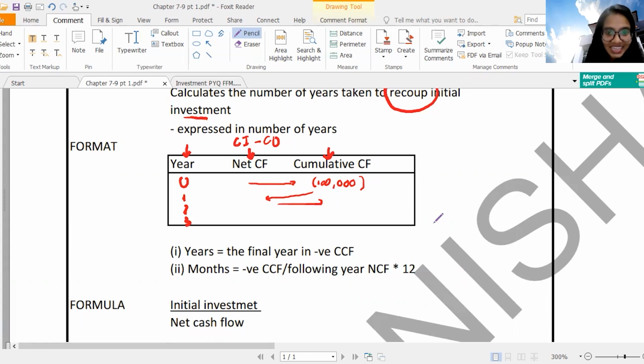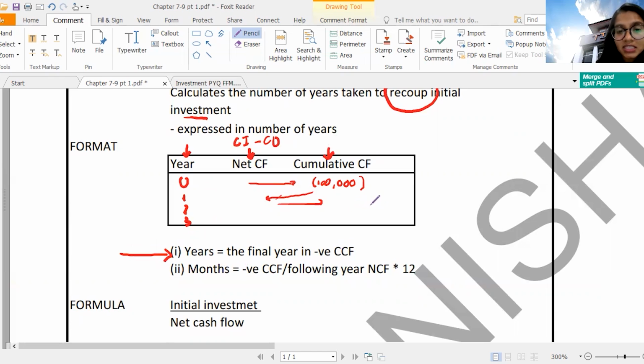It's actually a bit difficult to say in words, but when I show you, I think it will be much easier for you to understand and much easier for me to show as well. When you want to identify which year it pays back, it depends on the number of years and the number of months. So always remember to identify the number of years.